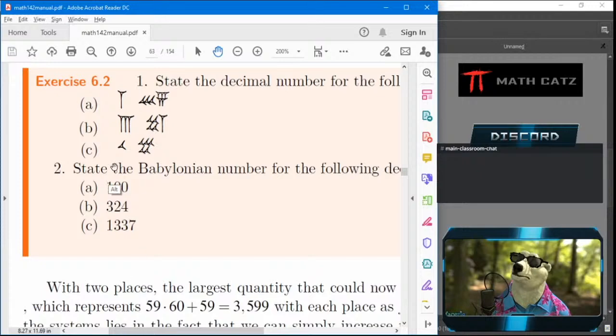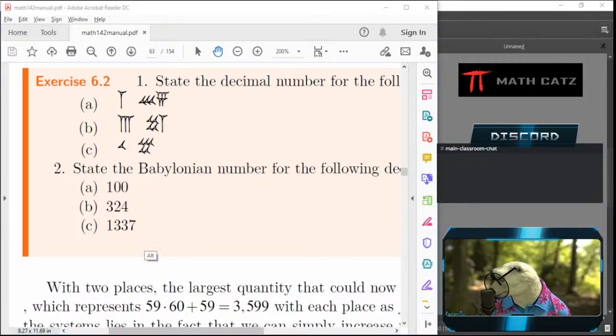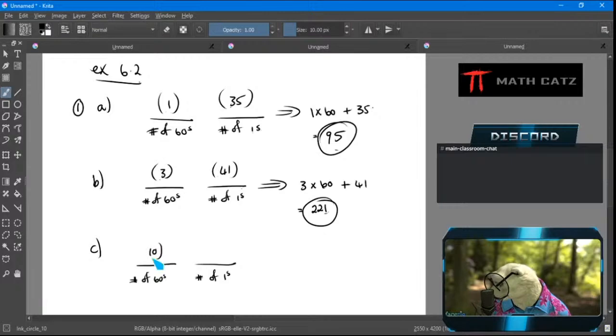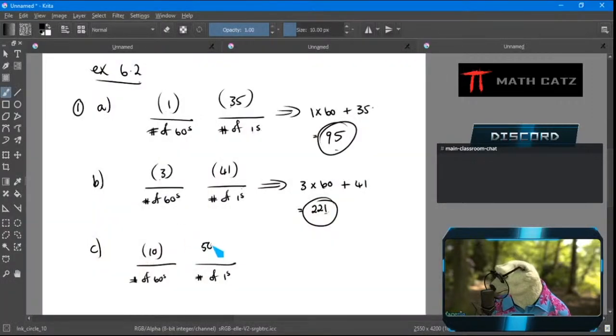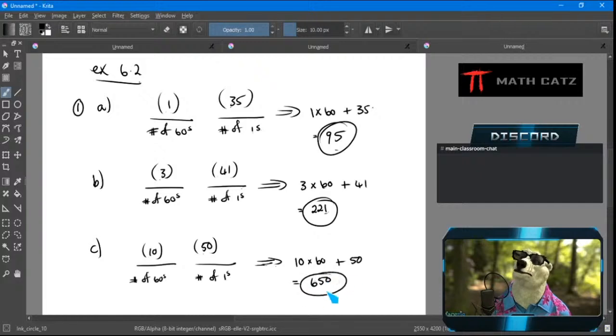Okay, so we have 10 in the first place. So 10. Then we have 50. So 50. Of course, I'm not done. I've just sort of translated each individual place. I have to put it together in that system for how it works. So I have 10 groups of 60 plus 50 left over. That's, of course, 650.